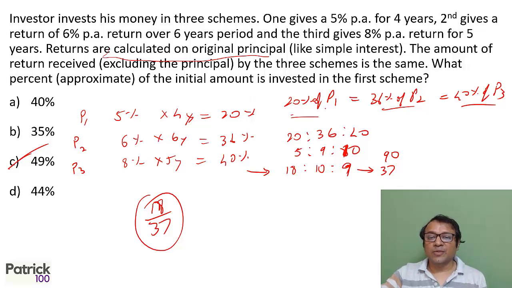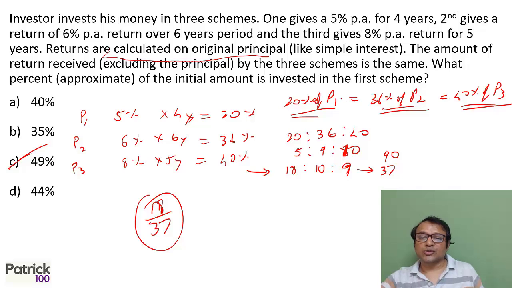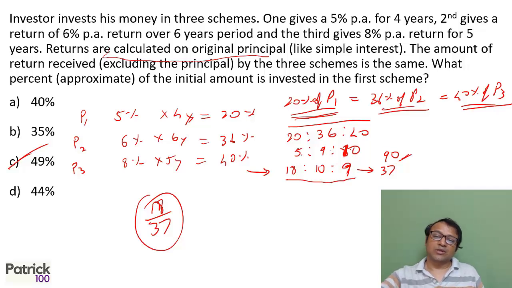So when 20% of P1, 36% of P2 and 40% of P3 is the same and you want to find P1, P2, P3, you have to reverse it. Reverse means inversely proportional. So principal and the returns are inversely proportional. Whenever the product of two terms is constant, they are inversely proportional. So 20, 36, 40 are the returns. To find the investment, find the LCM 90 and then 5 into 18 is 90, 9 into 10 is 90, 10 into 9 is 90. So this is the ratio of the principal. With this you get the answer.